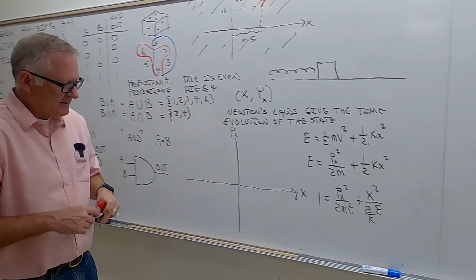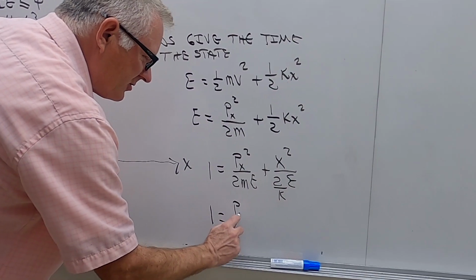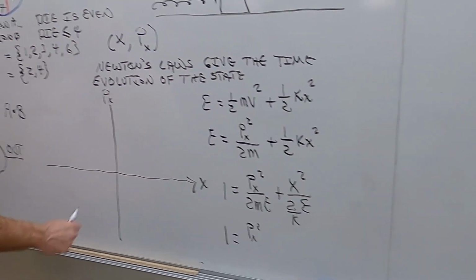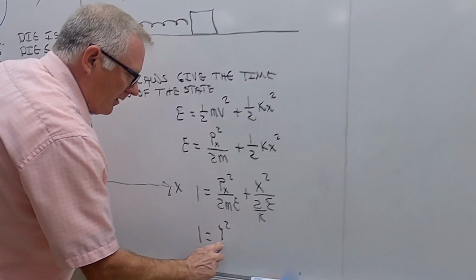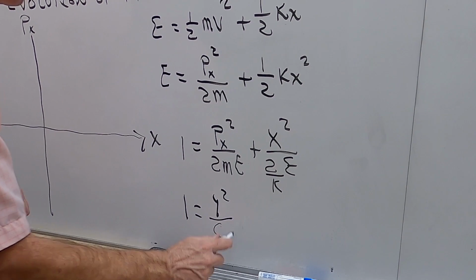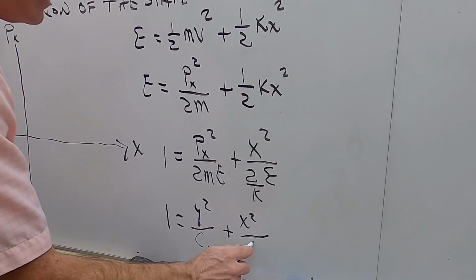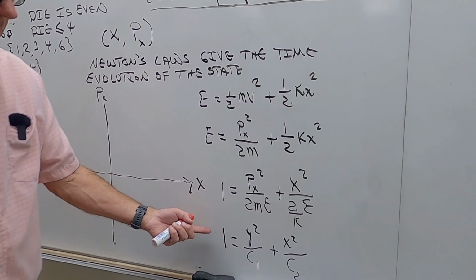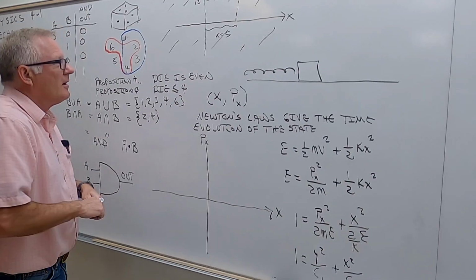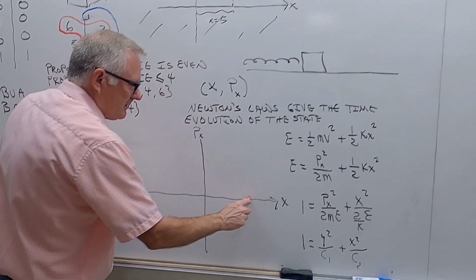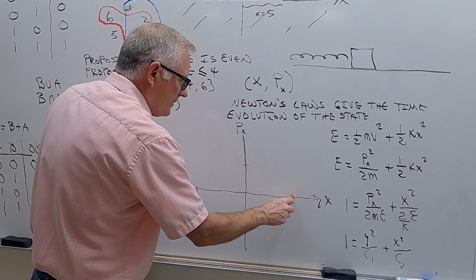Now, if you look at this, what do we have? This looks like 1 equals px squared. Well, my px was really my y in this case. It's y squared all over some constant c1 plus x squared all over some other constant, c2. Well, this looks like the equation of an ellipse. So this thing would just be an ellipse right here.